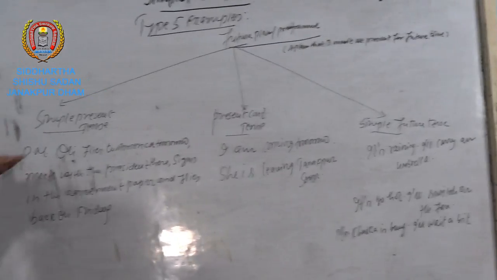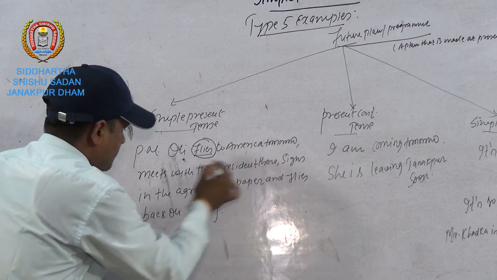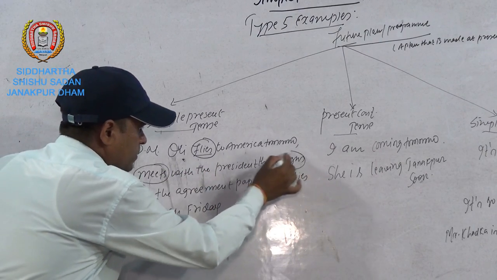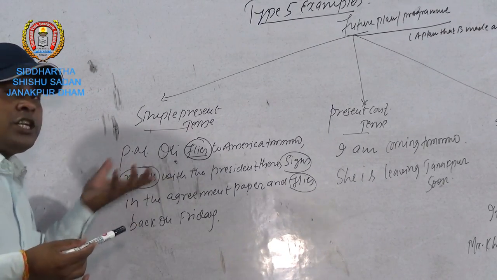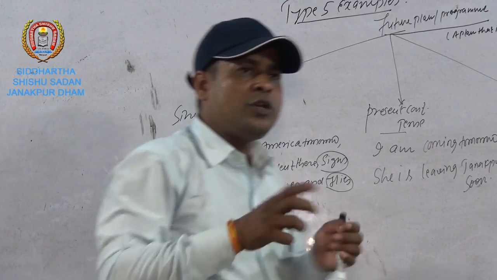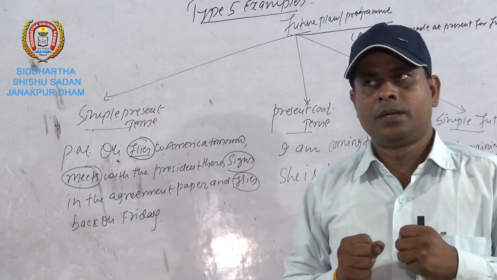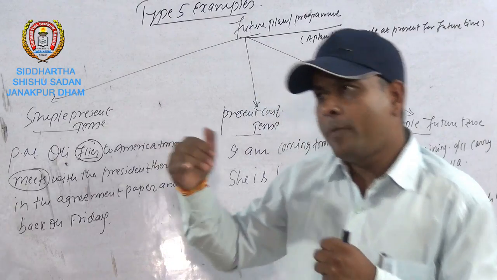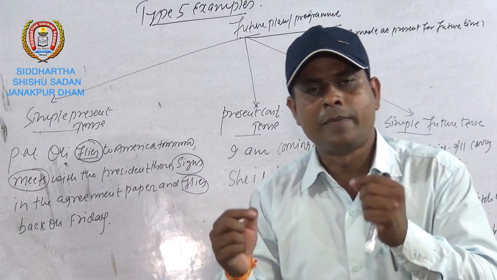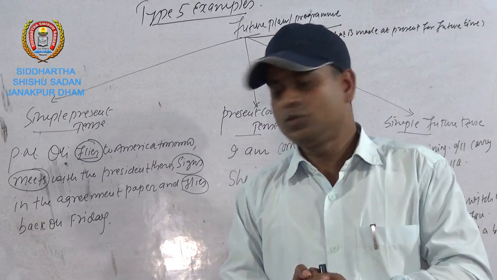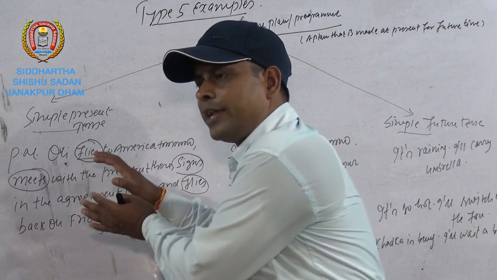Dear students, which tense is used here? See here. Flies, meets, simple present tense. And simple present tense is why? It's a future plan made with all the preparations. The government has talked to the government of America at the diplomatic level. So this plan has been made with all the preparations here.